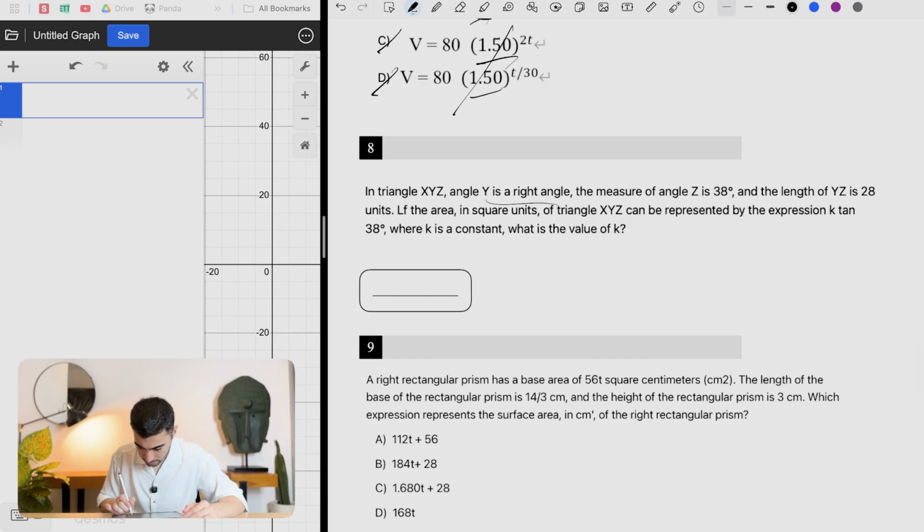So Y is the right angle. Okay, let's do this. Here is Y, we have X, and we have Z. The measure of angle Z is 38. Here is 38, and the length of YZ is 28. So here's 28, here's 90.